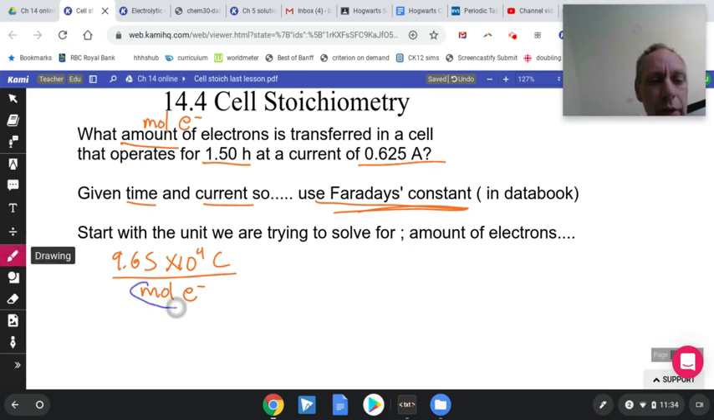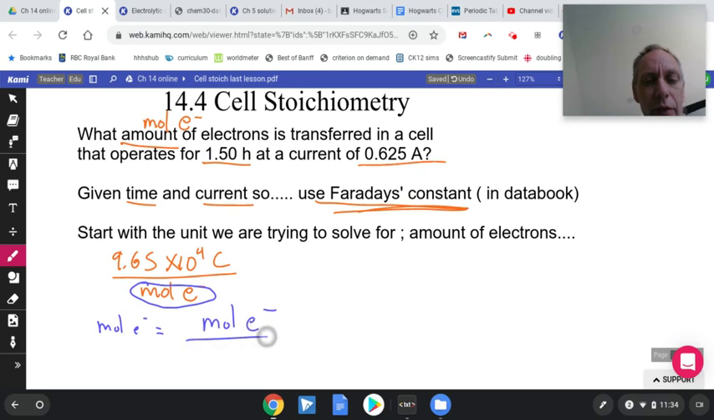Okay. Now, in this question, we are looking for moles of electrons. So we're going to flip Faraday's constant and put moles of electrons on top, 9.65 times 10 to the fourth coulombs on the bottom. Okay, so now we have the unit we're looking for on top. We need to get rid of coulombs.